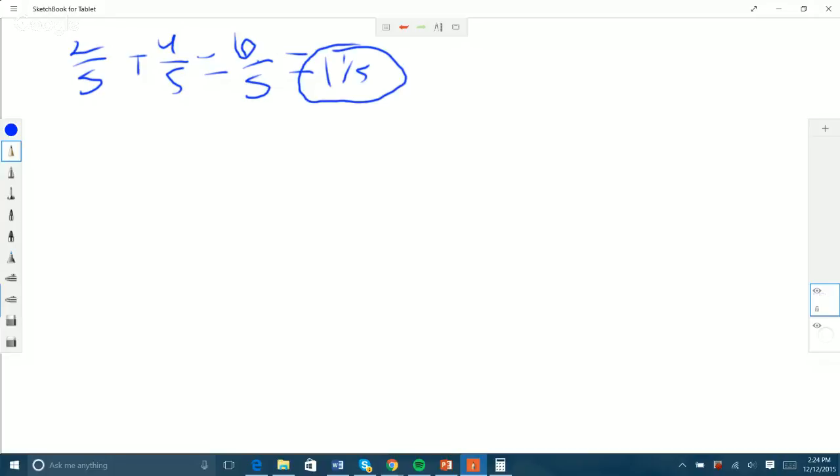Now, speaking of simplifying, let's say I ask you this question. 2 over 4 times 1 over 3. So pause that and see what your answer is. Alright, so if you're thinking of doing this, then don't do that. That's a no-no.